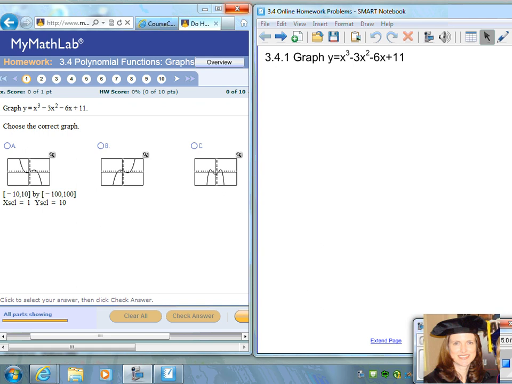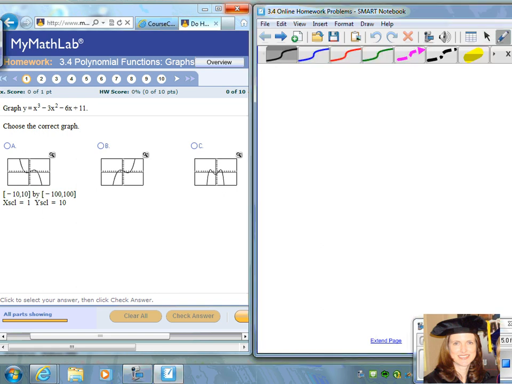Chapter 3, Section 4 is on polynomial functions and graphs. The first one asks us to graph the polynomial function y equals x to the third minus 3x squared minus 6x plus 11. Now the way to do these without having to spend a ton of time plotting points and factoring and so forth is to understand some of the basic rules for polynomial functions.